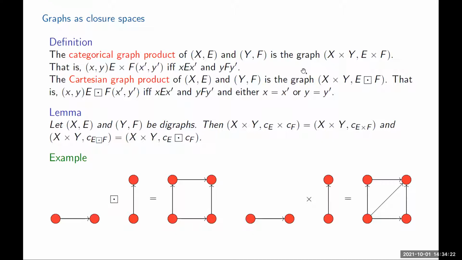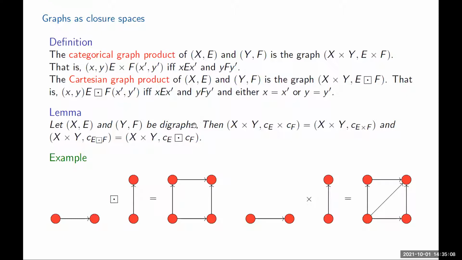Now I remember I had these products of closure spaces. What do these products mean in the language of graph theory? So we have this regular categorical graph product, where you insist that there's an edge between (x, y) and (x', y') if and only if there's an edge between x and x' and between y and y'. But there's also this Cartesian graph product, where you add the additional requirement that instead of just being an edge here, they actually have to be the same, or the other two have to be the same. So maybe this is a bit too much to parse just looking at the definition, but let me give you an example with a picture.